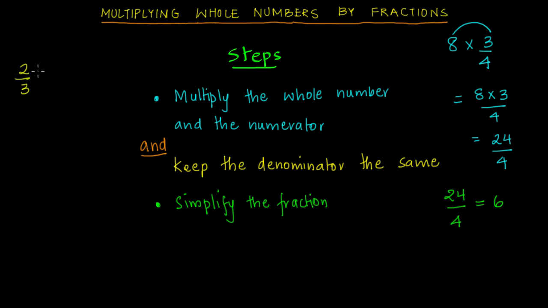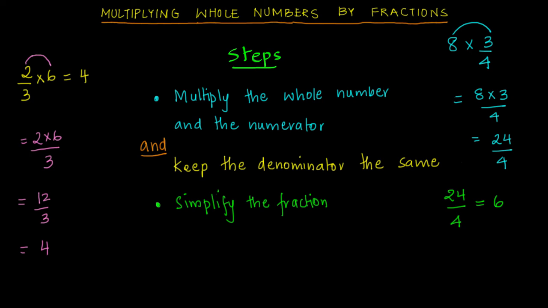Let's see if we can use the same steps to solve this problem that we did earlier, 2/3 times 6. We know that we got an answer of 4 because we did 1/3 of 6 is 2, and then we said 2/3 of 6 must be 4. What if we now follow these steps? So 2/3 times 6, we multiply the whole number and the numerator, which we will get 2 times 6, and we keep the denominator the same. And 2 times 6 is 12, so 12 thirds. And if we now simplify this, we get 4 wholes. So we get the same answer.